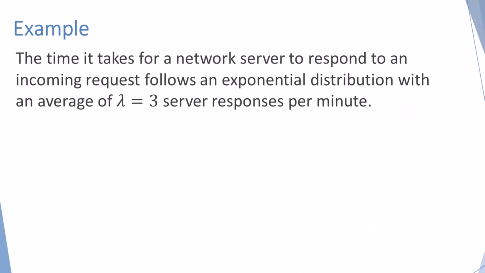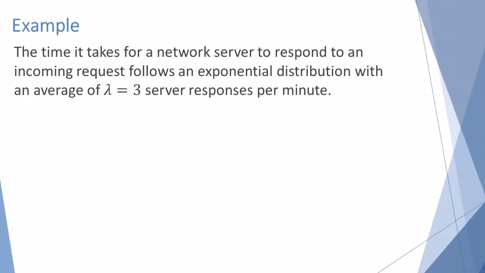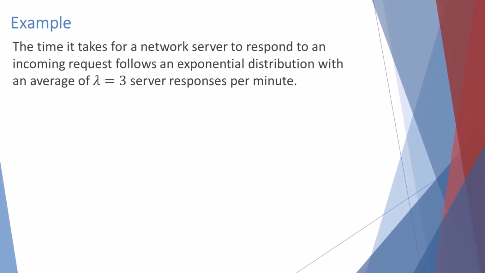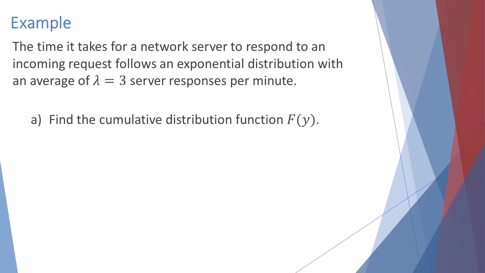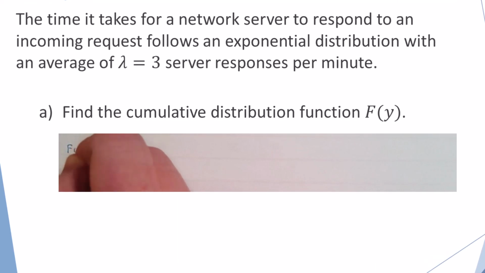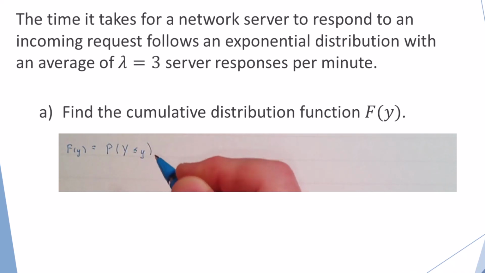The time it takes for a network server to respond to an incoming request follows an exponential distribution with an average of lambda equals 3 server responses per minute. A. We want to find the cumulative distribution function f of y. Okay, so we're going to find capital F of y, which we know is equal to the probability that our random variable y is less than or equal to some value little y.